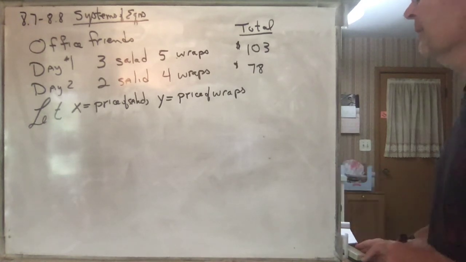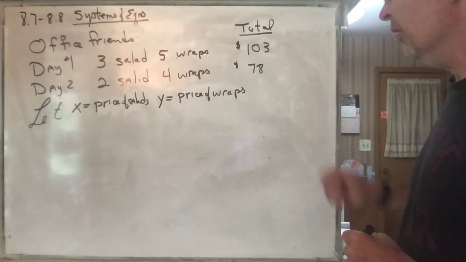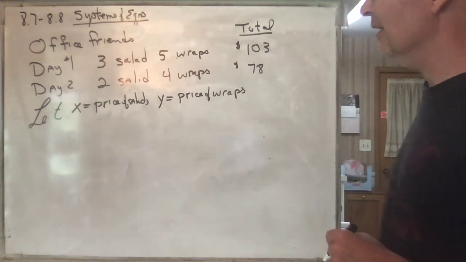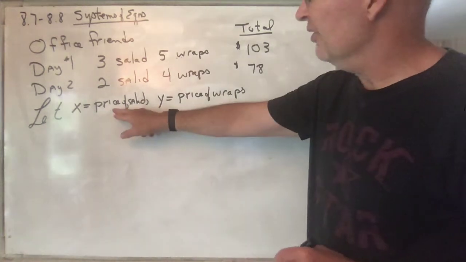So, see that? That's where you catch yourself. You catch yourself quite a bit. You make a mistake and say, no, no, no. You look at it again and say, that's not what I want. So, x is the price of the salad.